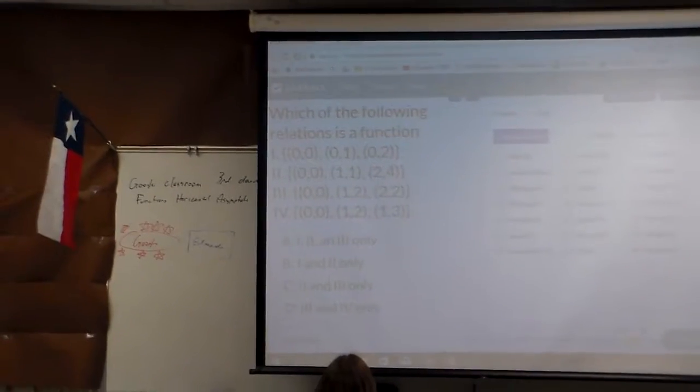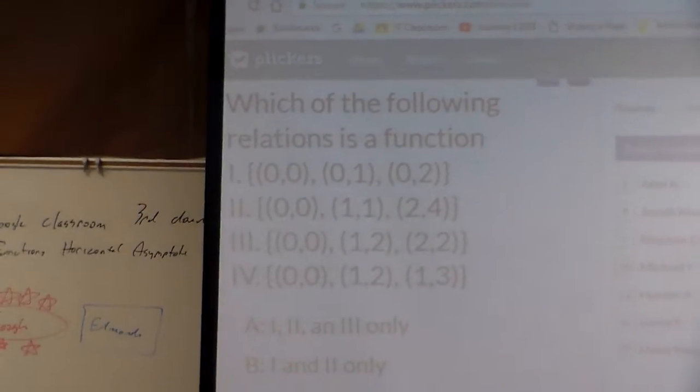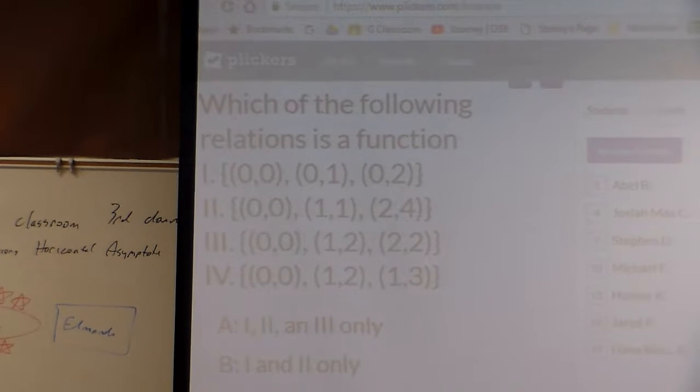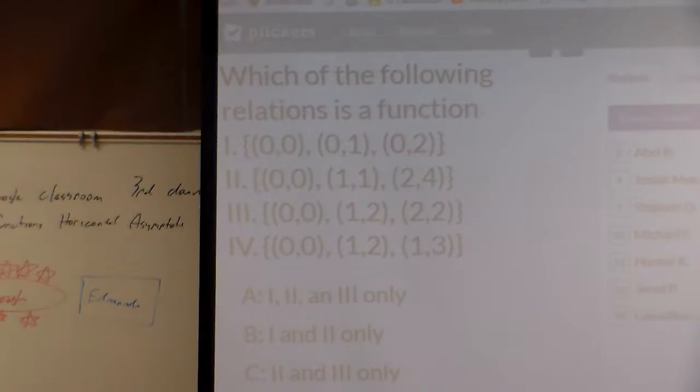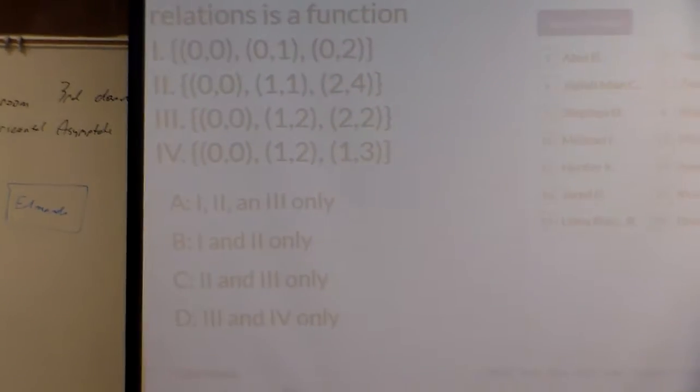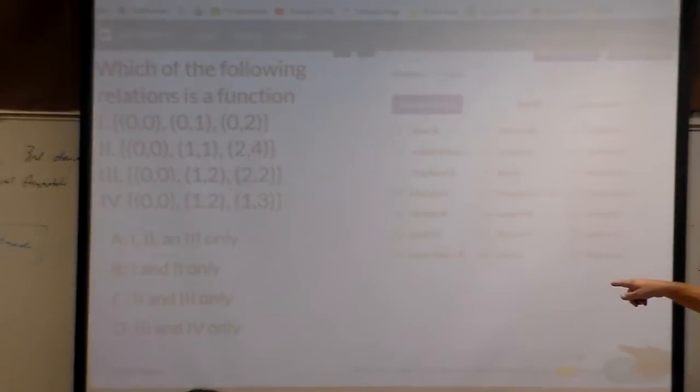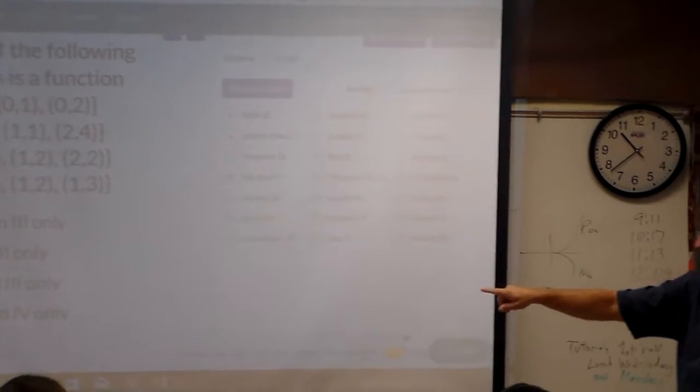So I want you to read question one here, which is the following. Which relations is a function, and you can see these popping up right here. Choice A is 1, 2, and 3 only. B is 1 and 2 only. C is 2 and 3 only. D is 3 and 4 only.